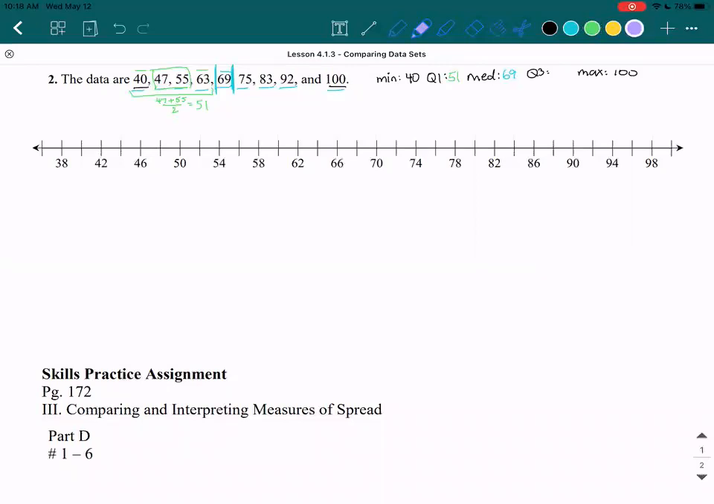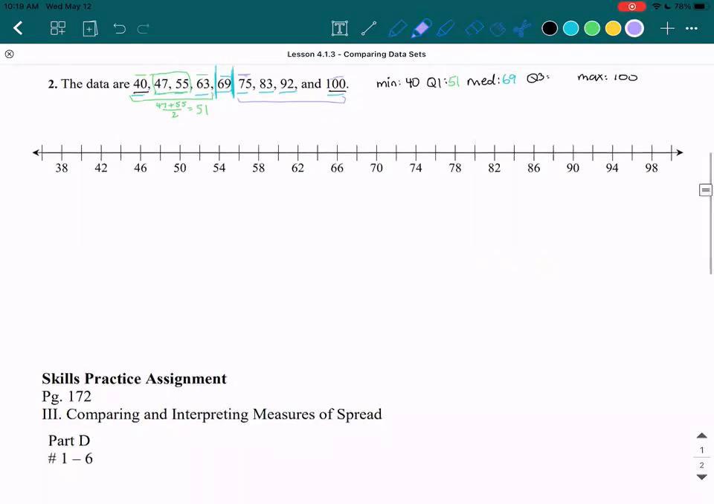Let's do the same thing to our second half right over here, and let's cross it off. We have 2 numbers in the middle, so let's add them together: 83 plus 92 and divide by 2. We get 87.5, and that will be our Q3. All right, with these 5 numbers, we're going to make our box and whisker plot.